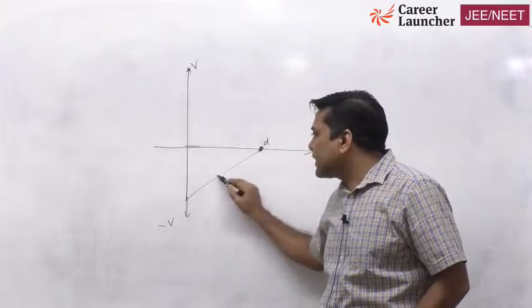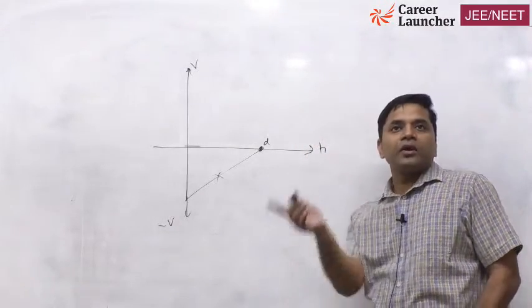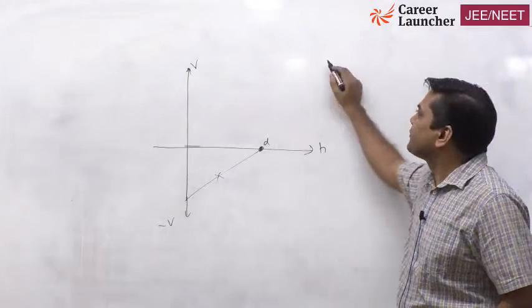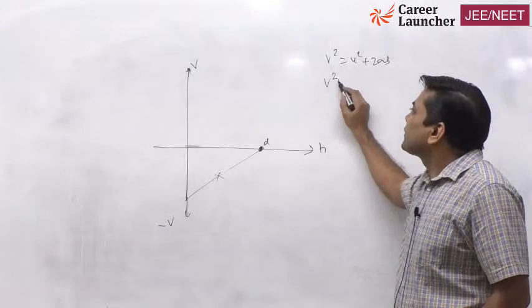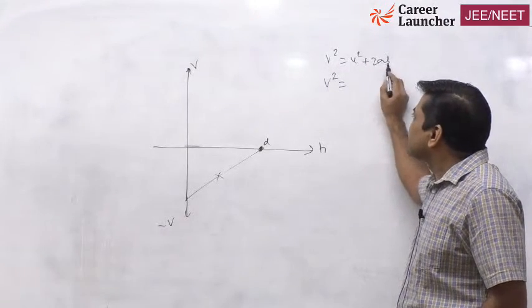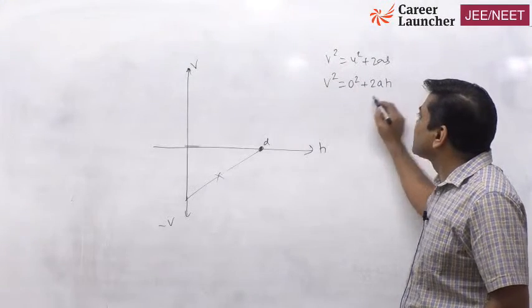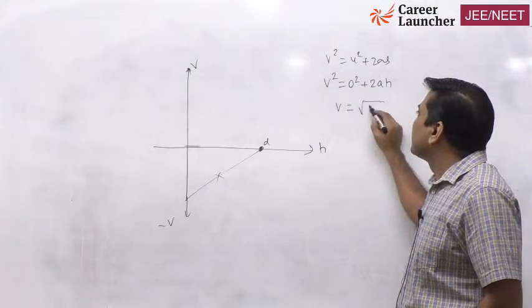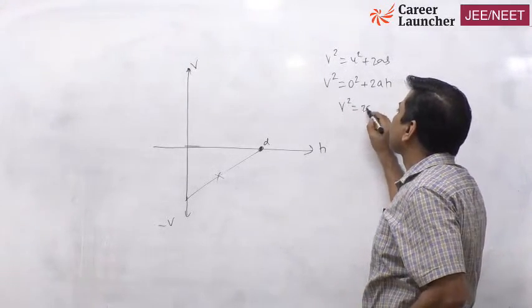Now why can I not draw this straight line? For this we need to know the correlation between v and h, and it's quite simple. v square equals u square plus 2as. Final velocity v at any time t, or at height h, is given by initial velocity 0 plus 2 into a into h. So v is root 2ah. You can write it in this form, v square equals 2ah.